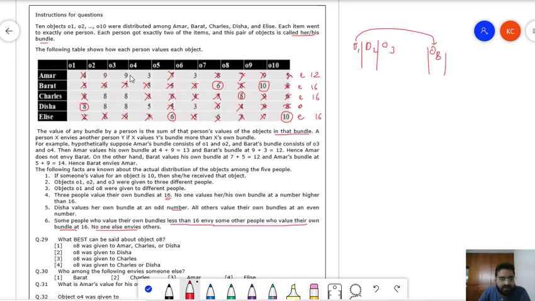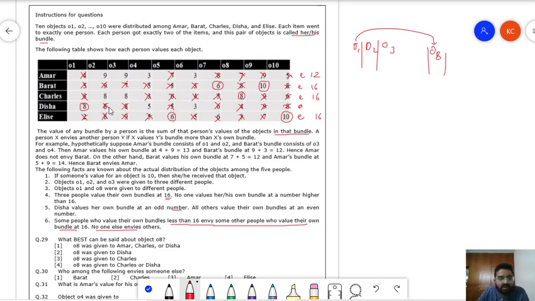Okay, so if I take 9 and 3, these 2, he'll have this one. In that case he'll envy Disha, because she's getting less than, sorry, wait a second. You cannot envy someone who is less than 15. So if let's say he is getting these 2, then his number is 12 only, but Disha's number will be 11, which is fine. So wait a second, I'll cross these then.